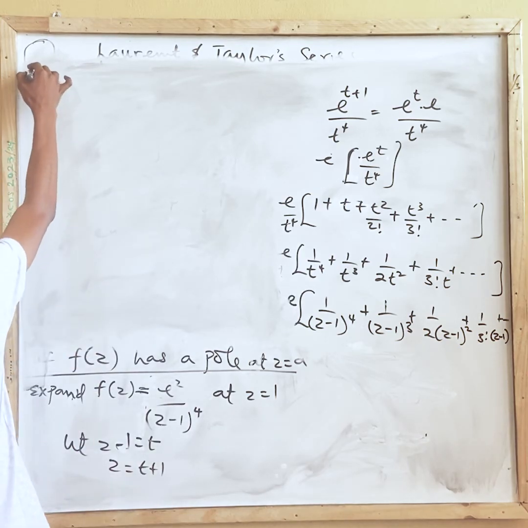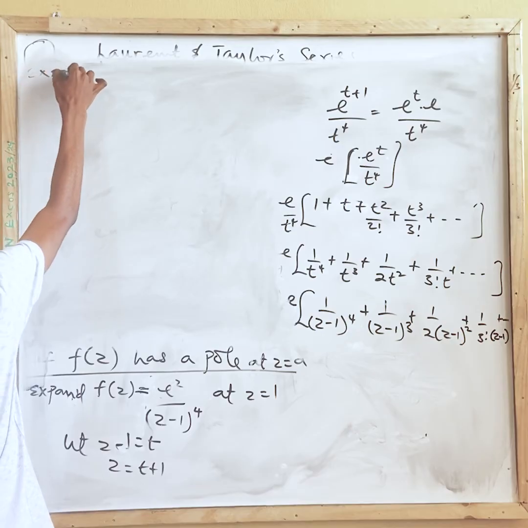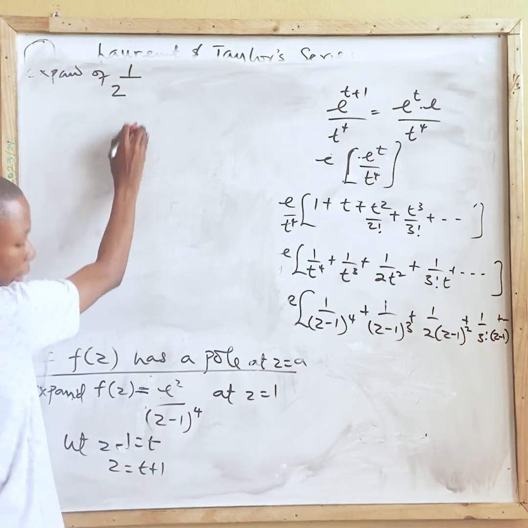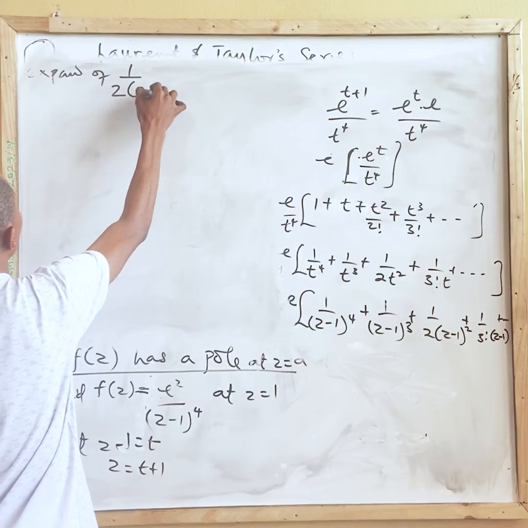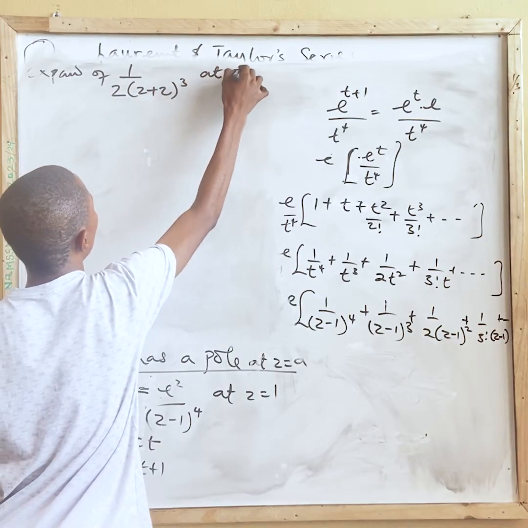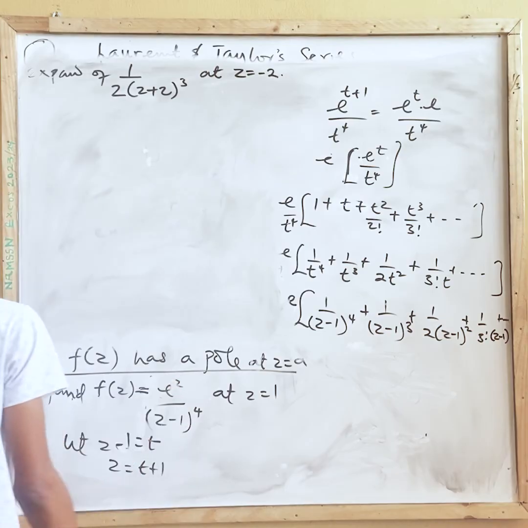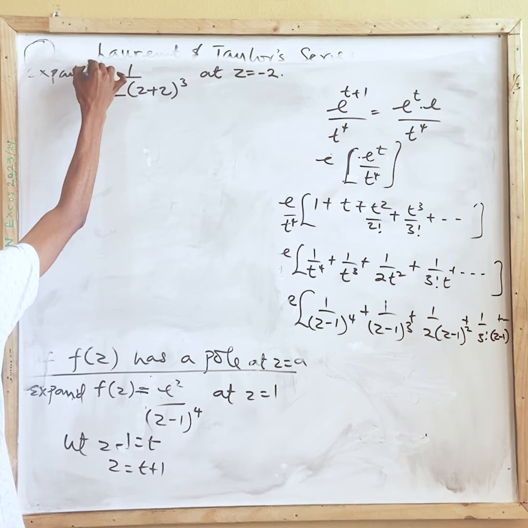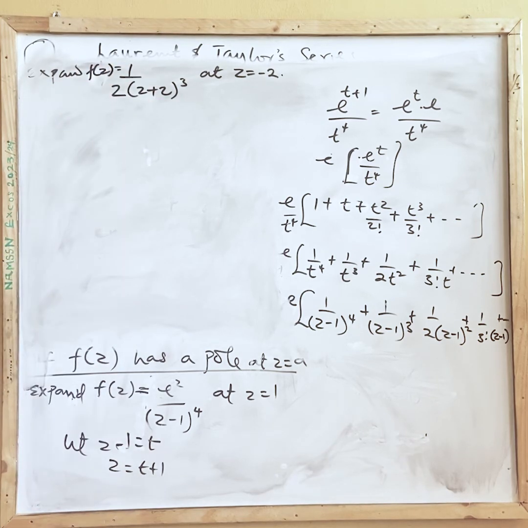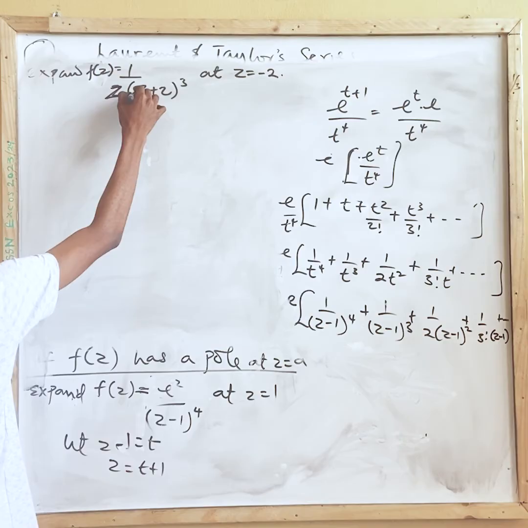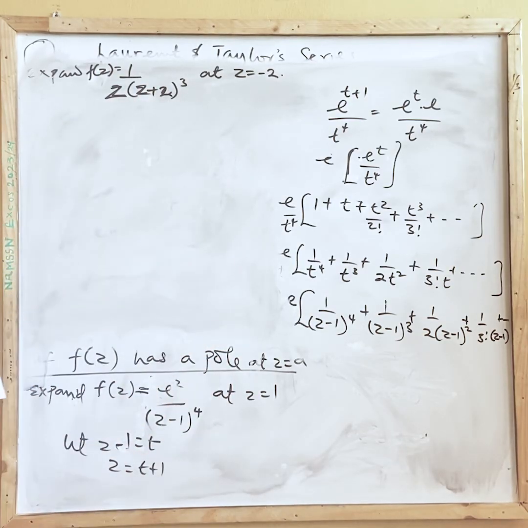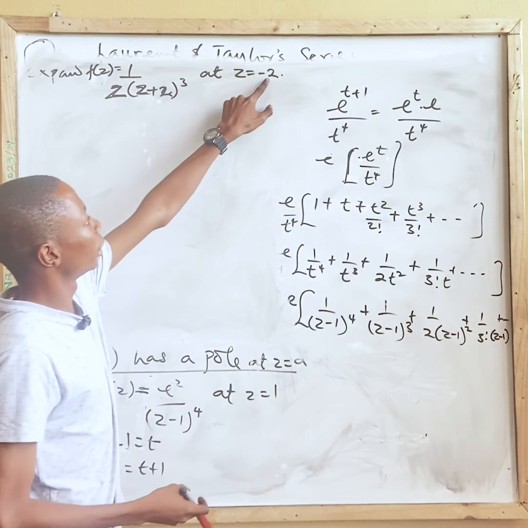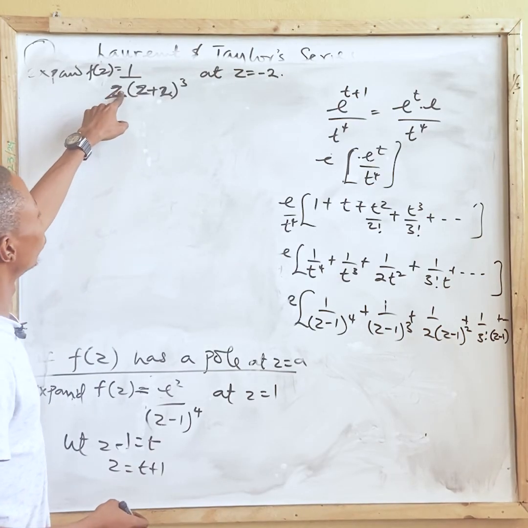Okay, so let's get the Taylor series of 1 over z and (z plus 2) raised to 3 at z equals minus 2. Expand. f of z equals 1 over z times (z plus 2) all raised to 3 at z equals minus 2. You know that this function will stop being analytic when this thing is 0, that is when z is minus 2 or when z is 0.